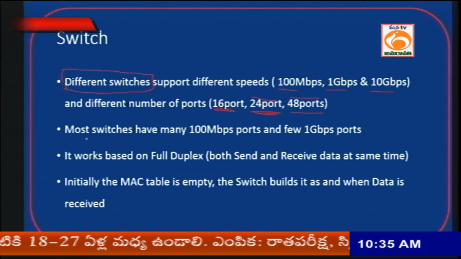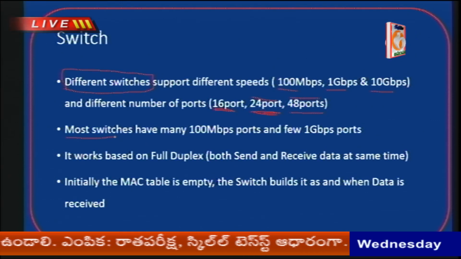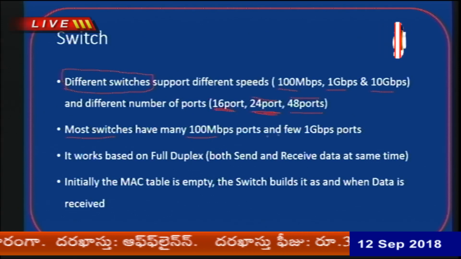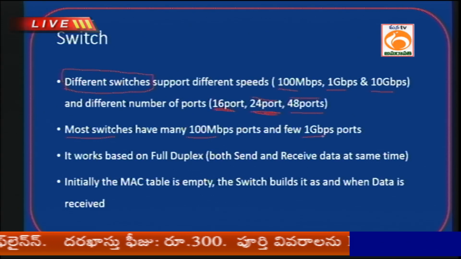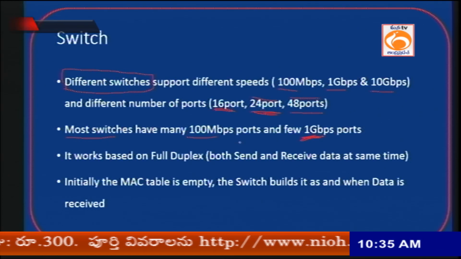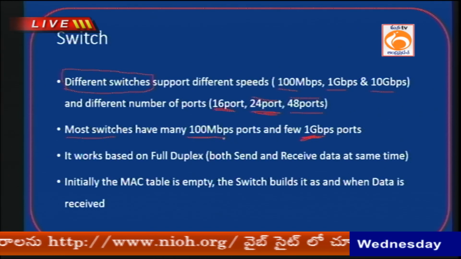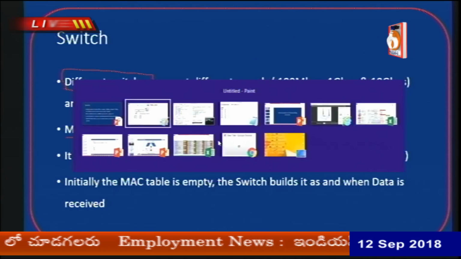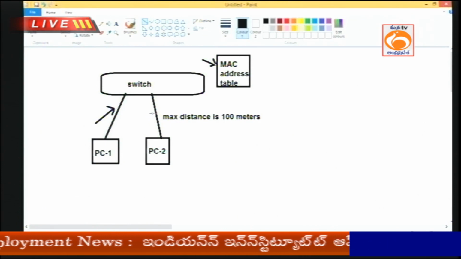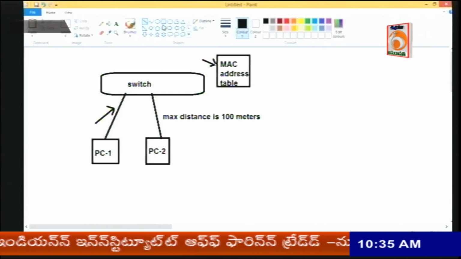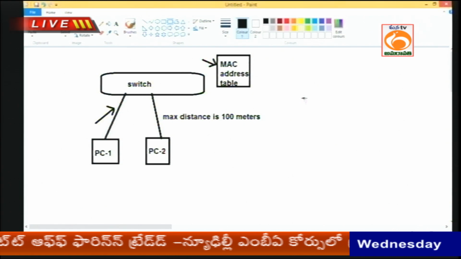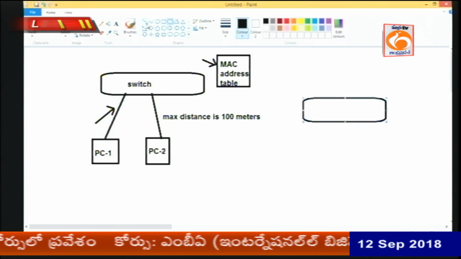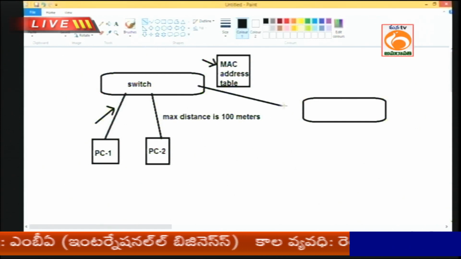And you can see most or the majority of the switches available in the market come with 100 Mbps ports, and there may be a few gigabit ports that allow higher bandwidth to communicate from one switch to another switch. What we mean by this is, suppose in this diagram we have one switch already, and we want to have another switch because we have more computers. To connect between these two switches, we need a gigabit port.